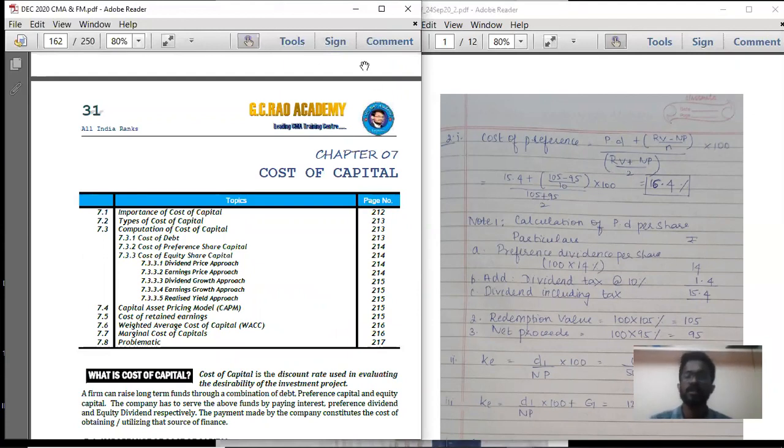Still 3 more chapters are left. We'll just finish off in a few days. You are receiving videos regularly; they will be uploaded on time. So still 3 more chapters in financial management are left: dividend policy, capital budgeting, and capital structure. All these three chapters are left.